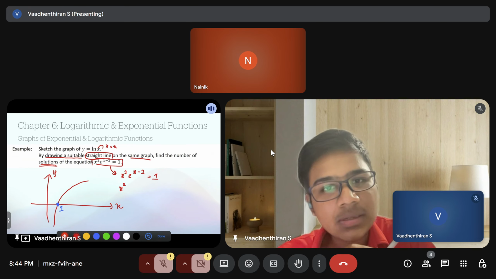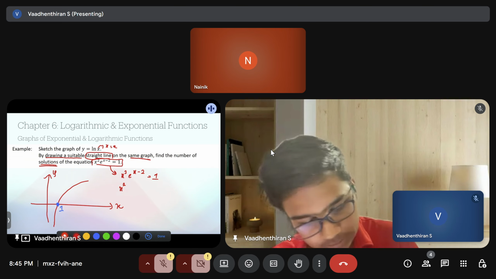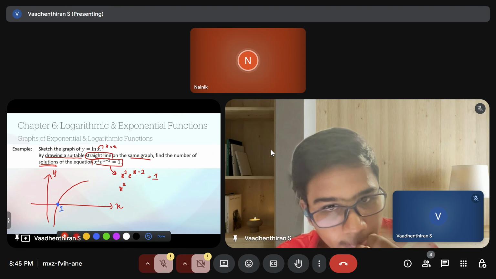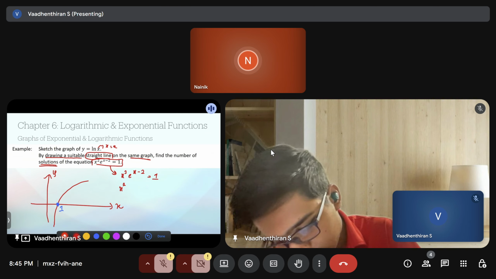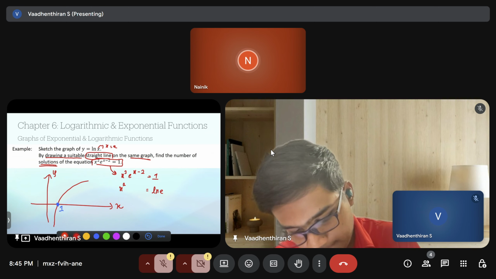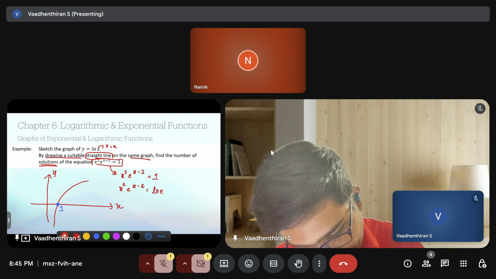That's when x is equal to e, not this part. This is y equal to 0 because the intercept is 0. No, what I'm saying is x squared e to the power x minus 2 is equal to 1, and you want to make this into ln e like this. Because 1 is also ln e, right? I think that'll make it easier.